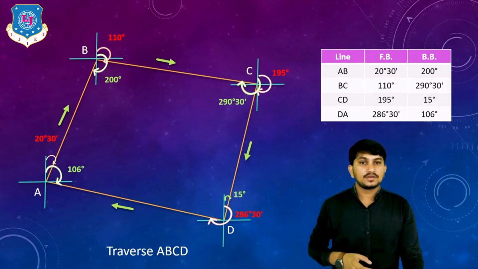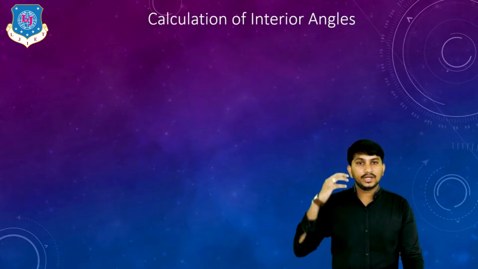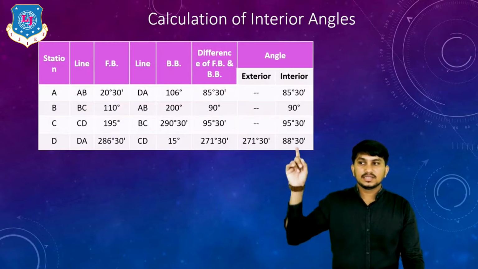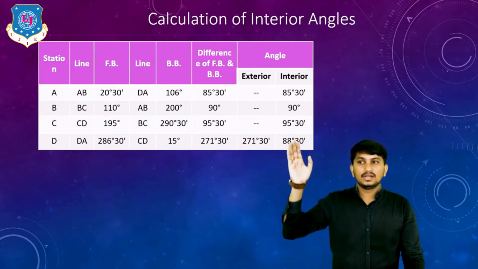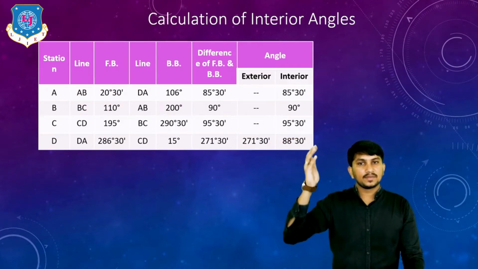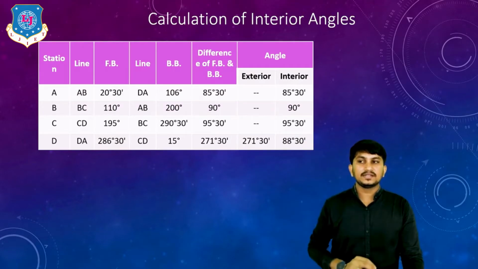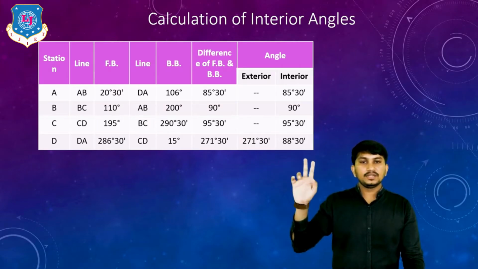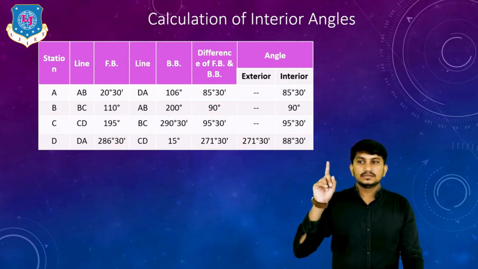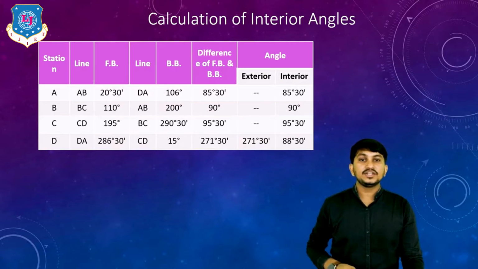Okay. After drawing traverse, we are going to calculate interior angles by this table. This is the station ABCD. For station A, fore bearing line is AB, back bearing line is DA. From data given, fore bearing of line AB is equal to 20 degree 30 minutes. Back bearing of line DA is equal to 106 degree. The difference between two, 106 degree minus 20 degree 30 minutes, gives the value 85 degree 30 minutes. The value of this difference is the interior angle.